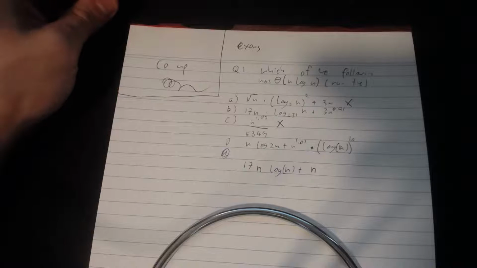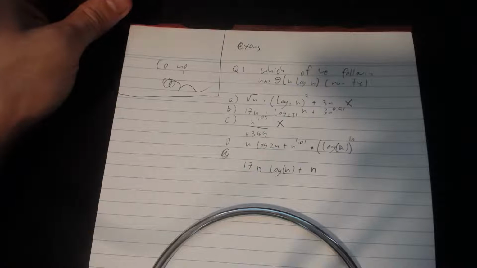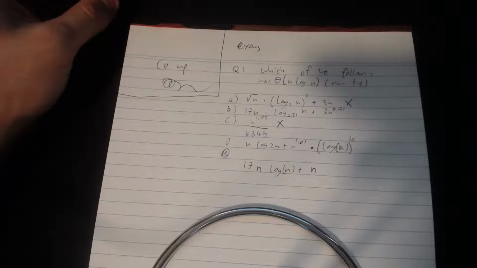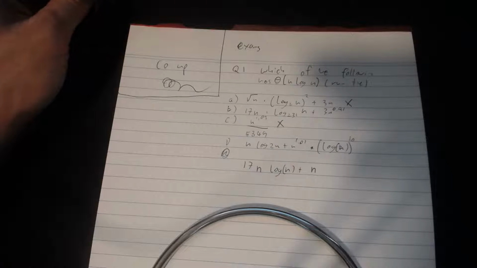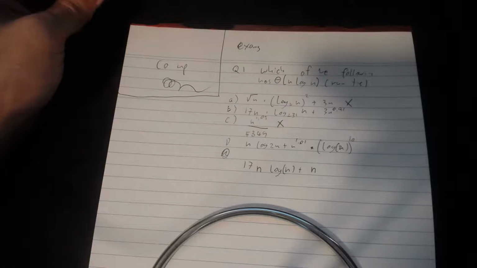It's not A. It's not C. I think it's B. Well, that's n to the 0.91 plus n log n.